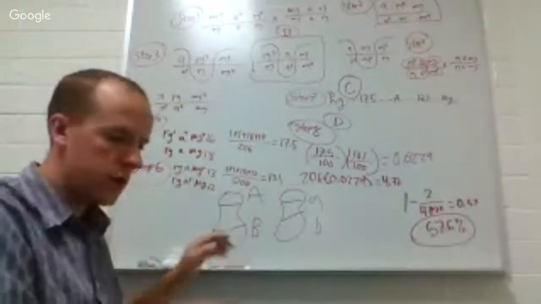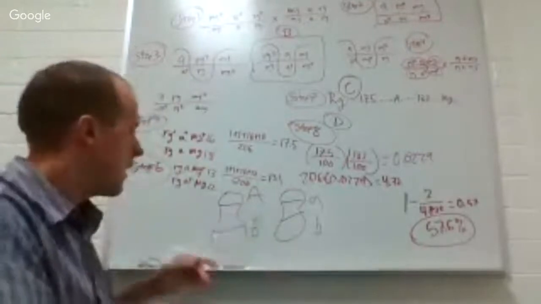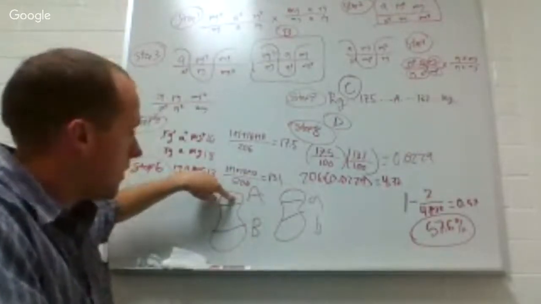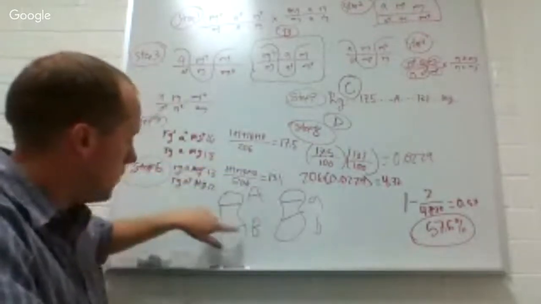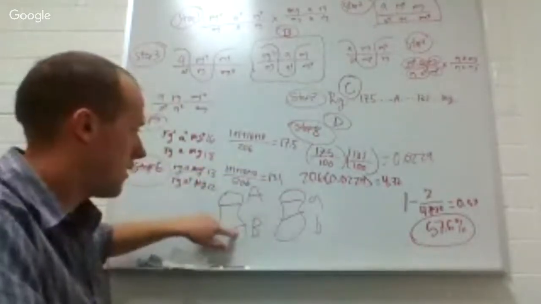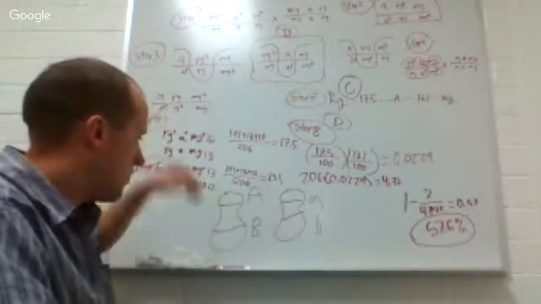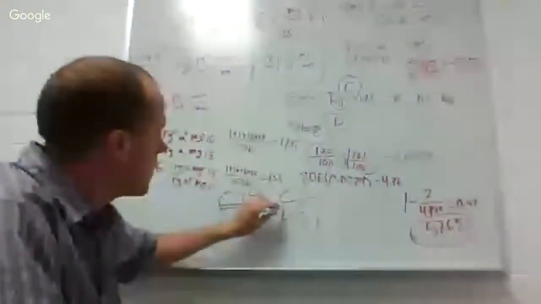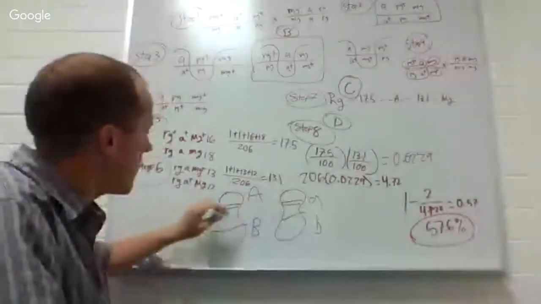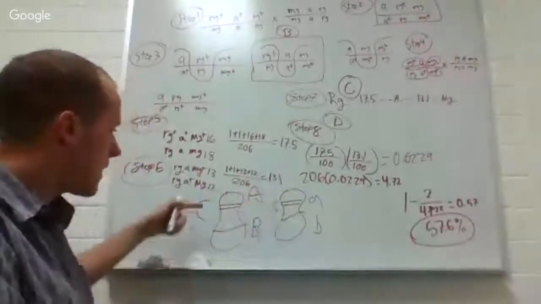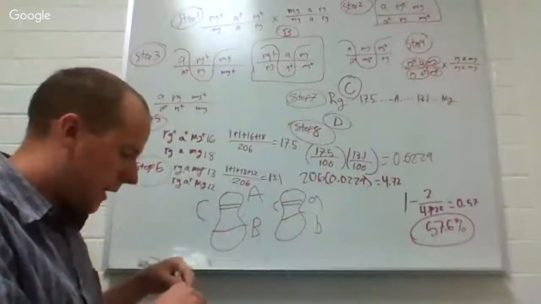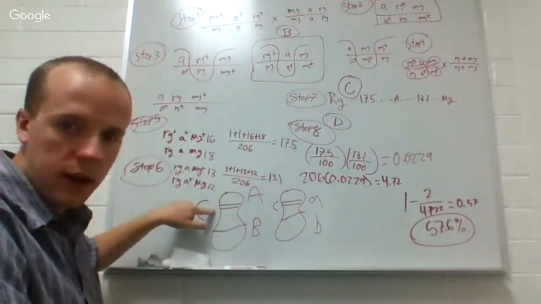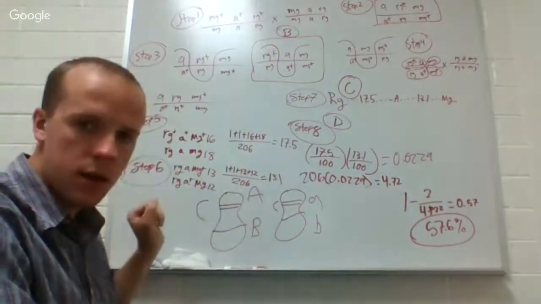Now, what happens is when crossing over occurs during meiosis, the big A might switch places with the little a, or the big B might switch places with little b. But if you have something like big C, little c, if you had a C that was really close to A, when A switches over, C is very likely to switch over with A.